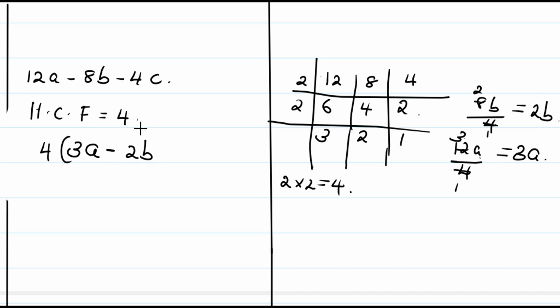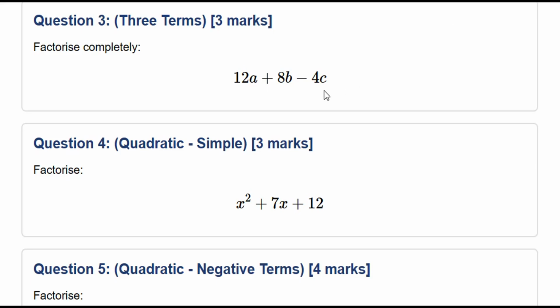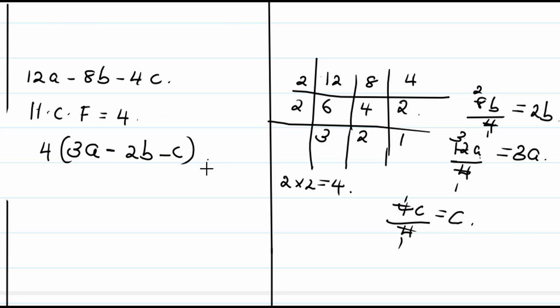And then the last one is 4c. I have my HCF, which is 4. So I take 4c divided by 4, which is 1. So 1 multiplied by c is c. So I put minus c there, and that becomes the solution for this question 3. And sorry, we made a small mistake here. It was positive, so here it should be positive, not negative, but it's okay. The process will be the same.